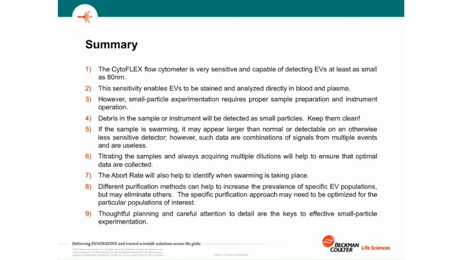Titrating the samples and always acquiring multiple dilutions will help to ensure that optimal data are collected. The abort rate can also help to identify when swarming has taken place. And as mentioned, less than 10% is important and less than 5% is best.